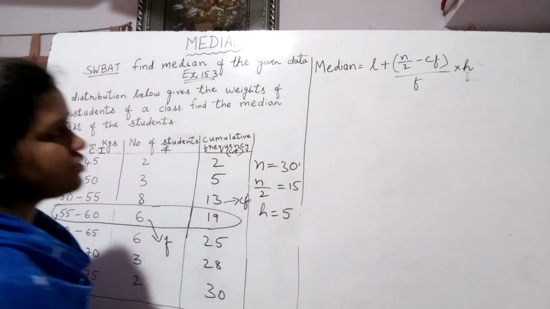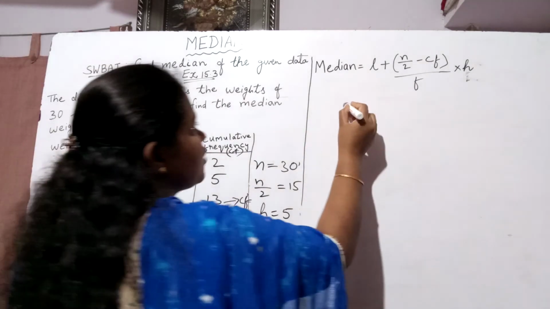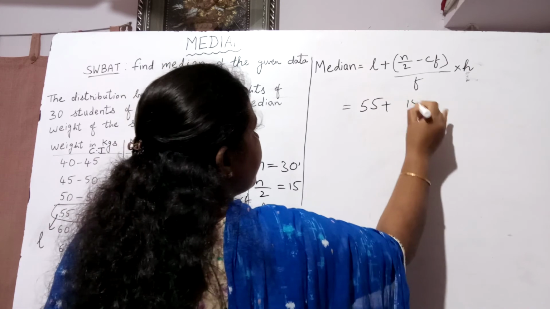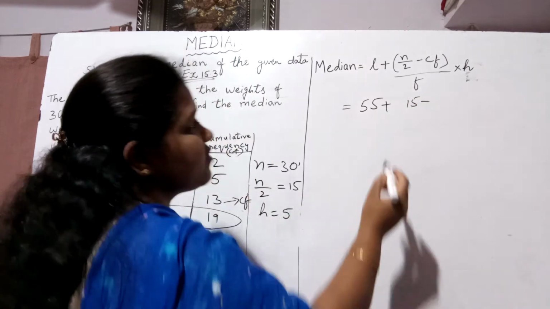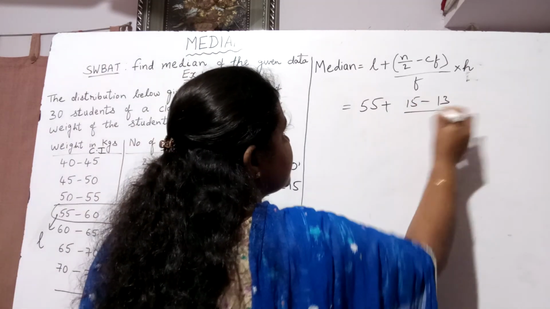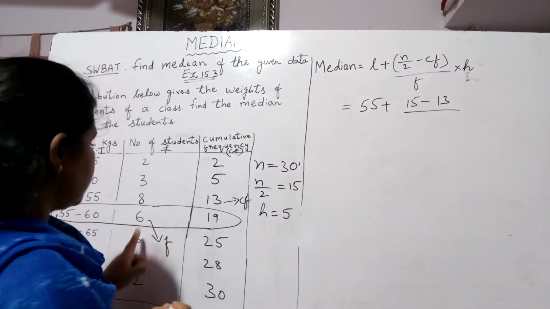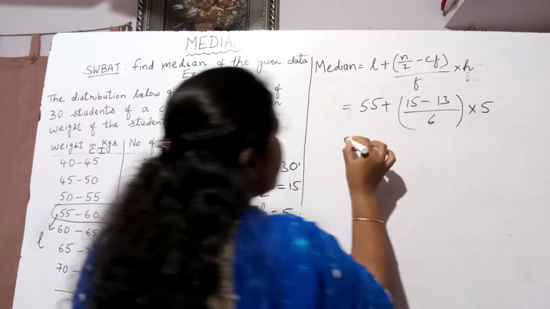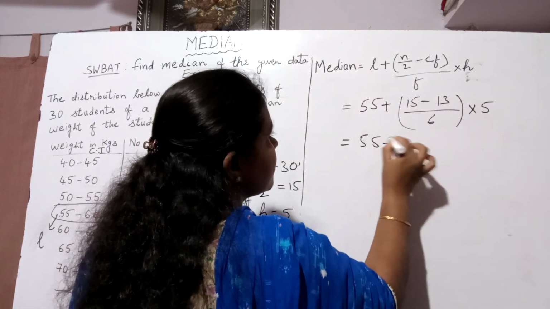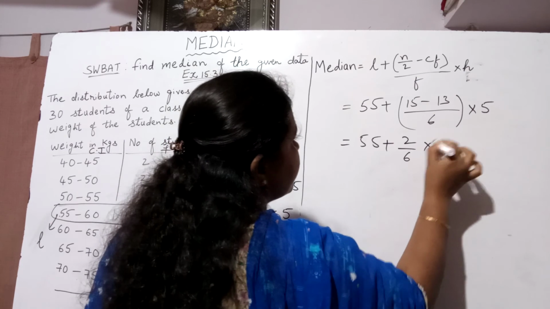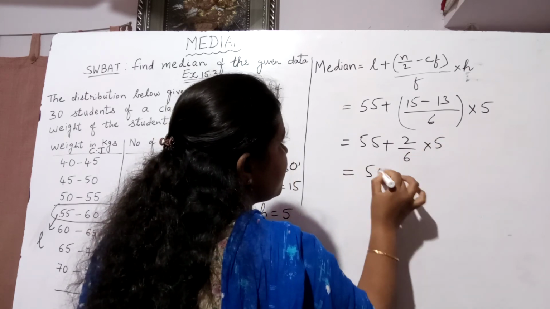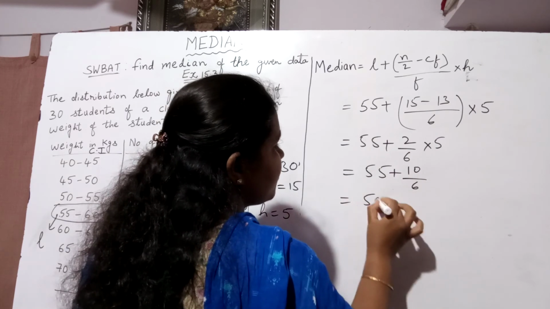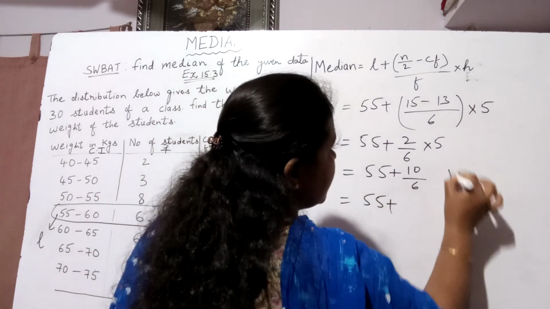Now we got all the values. You have to substitute in the formula. So median is equal to, what is L? L is 55 plus N by 2 is 15 minus CF. What is CF? CF is 13, by F. What is F? F is 6, into H. What is H here? H is 5. So simplify it. 55 plus 2 by 6 into 5. 2 fives are 10. So 55 plus 10 by 6.